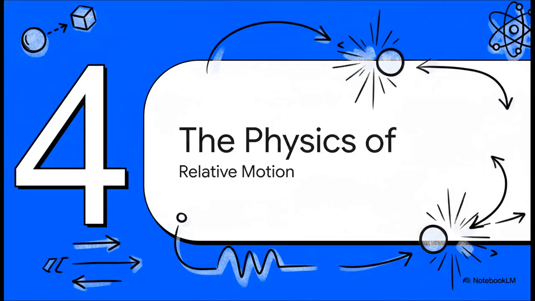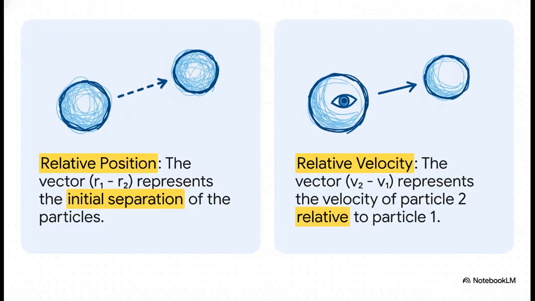Now, this final equation isn't just a random assortment of symbols. It's telling us something really profound about the physics of what's happening. So let's take a second to really unpack what it means. This equation beautifully lays out two key ideas. On the left-hand side, we've got the vector r1 minus r2. What is that? Well, that's the vector that describes the initial separation of the particles. On the right-hand side, we have v2 minus v1. That represents the velocity of particle 2 as seen from the perspective of particle 1. We call this its relative velocity.